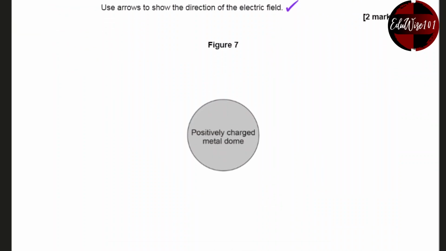So that's your positively charged metal dome as a sphere. What would the field look like? You need to draw straight lines, and there's a minimum of 4 that you need to draw. So let me draw these 4 lines.